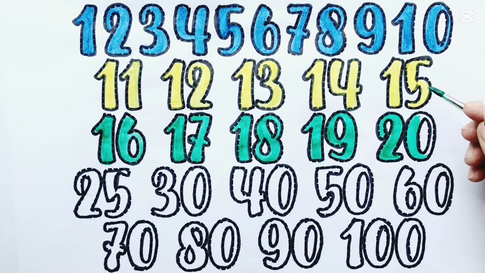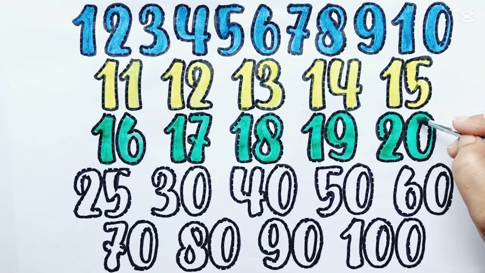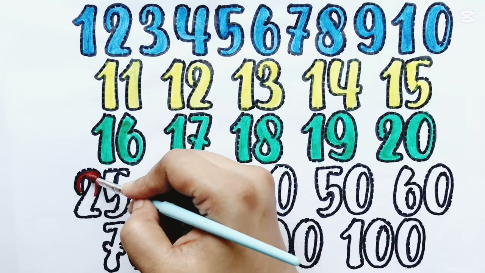Together, A, B, C. Count the rhythm and 1, 2, 3. We're singing all together. Yeah, let's see a list of words that start with the letter A.